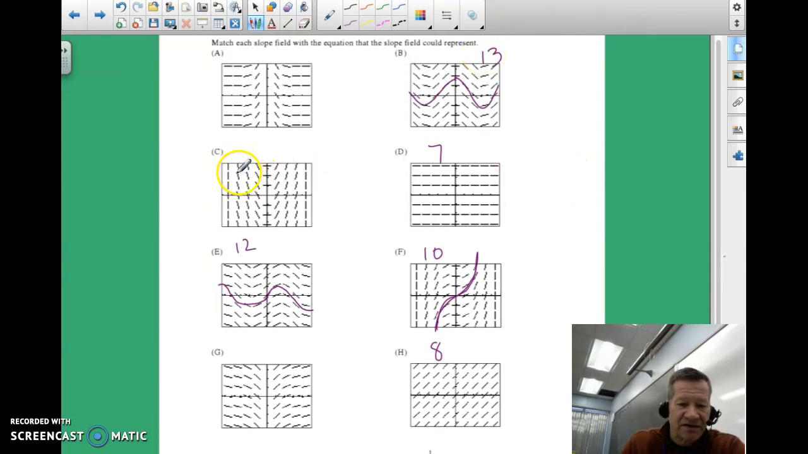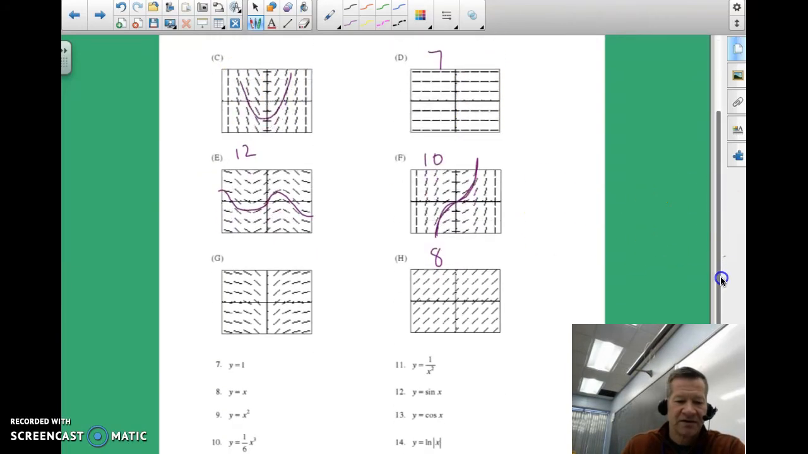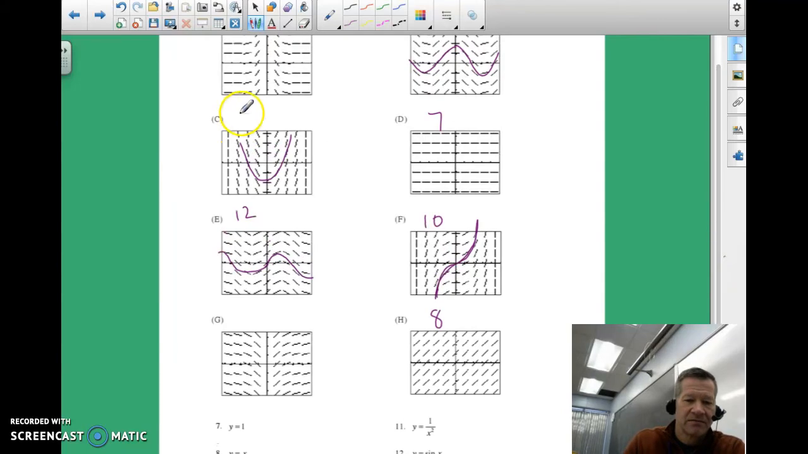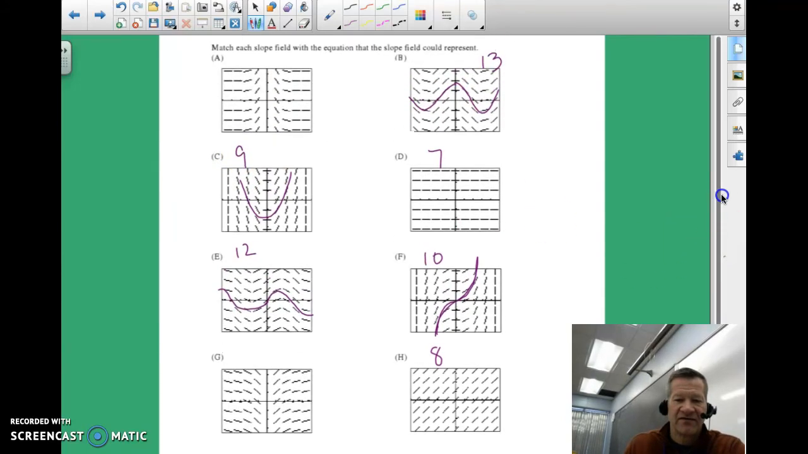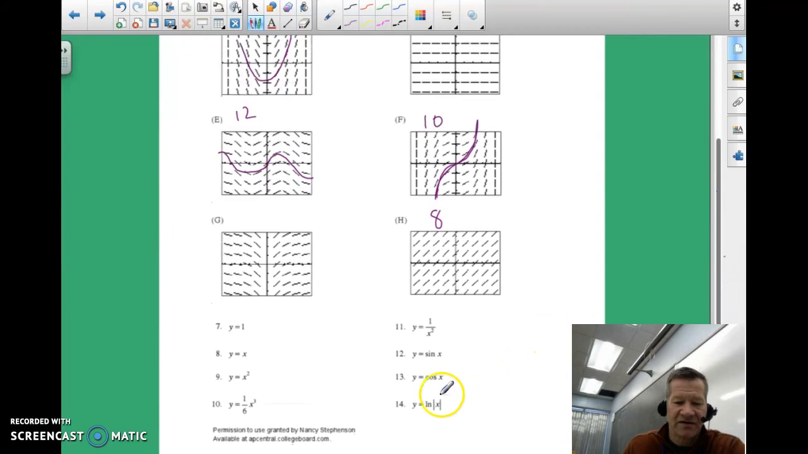Let's see, what does this look like? It comes down, gets flat here, and then goes back up. That looks like a parabola. That would be 9. So what do I have left? 7, 8, 9, 10, 12, and 13. I got 11 and 14 left.